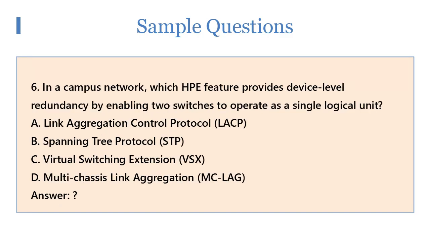6. In a campus network, which HPE feature provides device-level redundancy by enabling two switches to operate as a single logical unit? A. Link Aggregation Control Protocol, LACP. B. Spanning Tree Protocol, STP. C. Virtual Switching Extension, VSX. D. Multi-Chassis Link Aggregation, MCLAG.